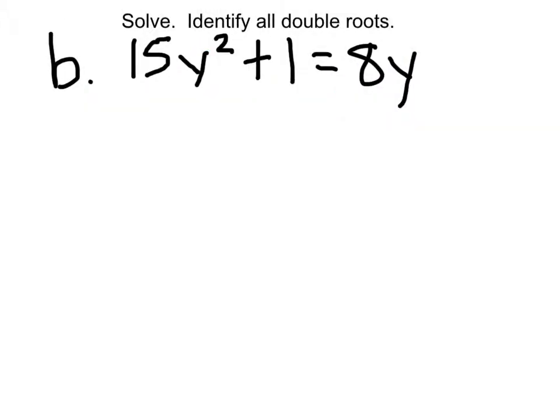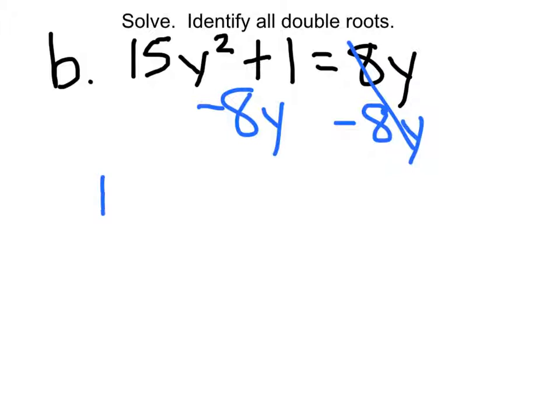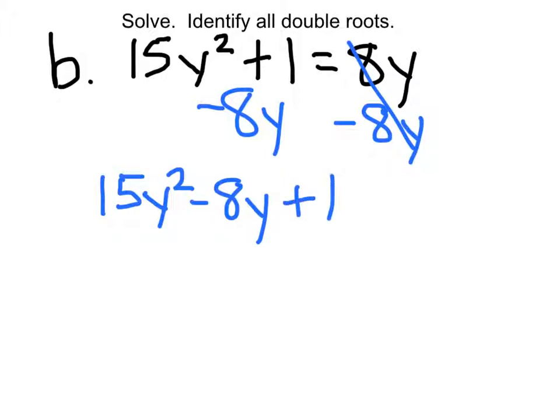In this second example, example B, we need to start by doing the same thing we did in example A. We need to get one side set equal to 0, so I'm going to subtract 8y, and over here I'm going to subtract 8y. Now I'm going to rewrite that equation as 15y squared minus 8y plus 1 equals 0. So one side set equal to 0.